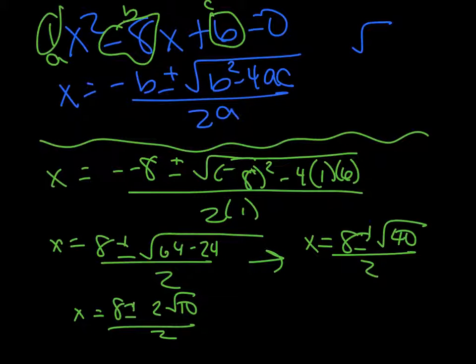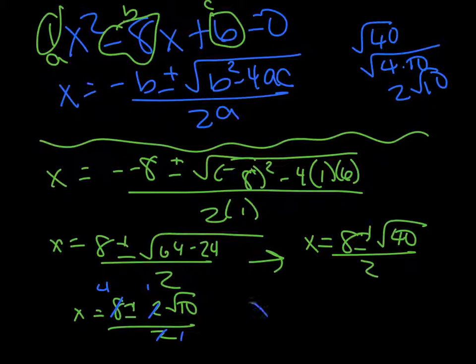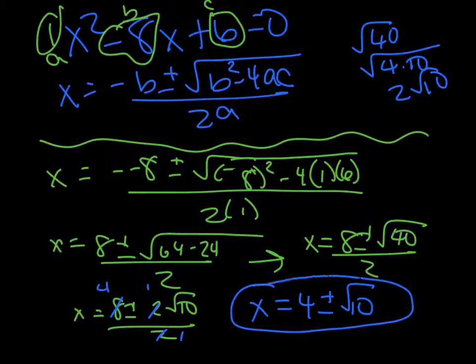Remember, square root of 40 is square root of 4 times 10. Square root of 4 is 2. And I can cancel a 2 out of each one of these. And my x's become 4 plus or minus root 10. So as long as 8 is not one of my denominators, those are both my solutions to the equation.